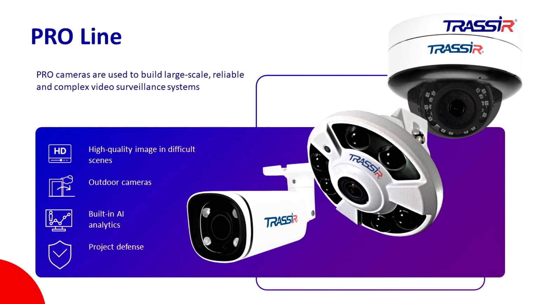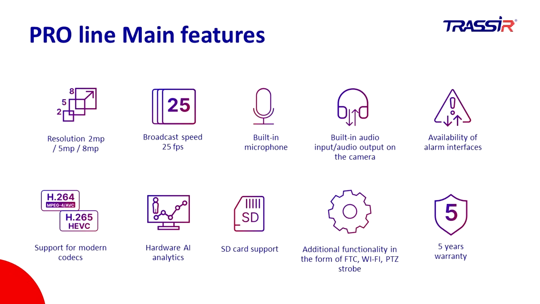Pro cameras are used to build large-scale, reliable, and complex video surveillance systems. Camera data is used in the following scenarios. High security objects where high image detail is required to identify possible violations. Use with TRASSIR server analytics for object identification, Face Recognition 2.0 and above, or simpler analytics.